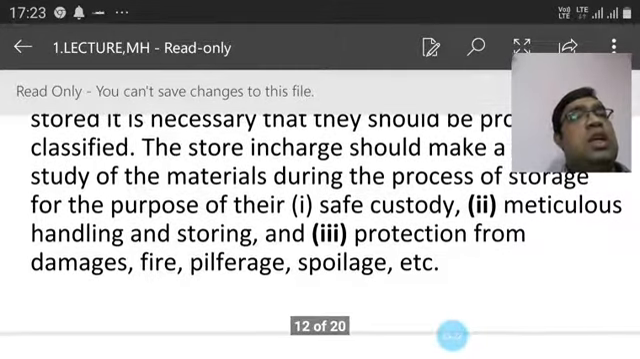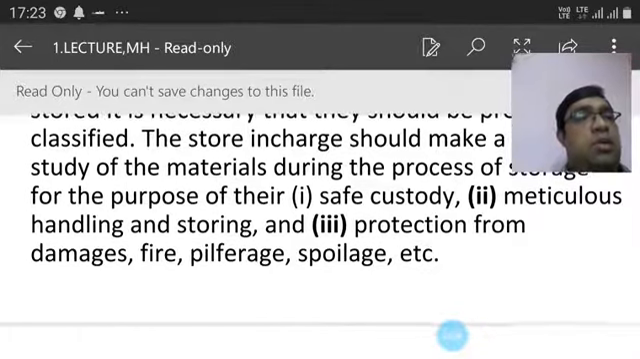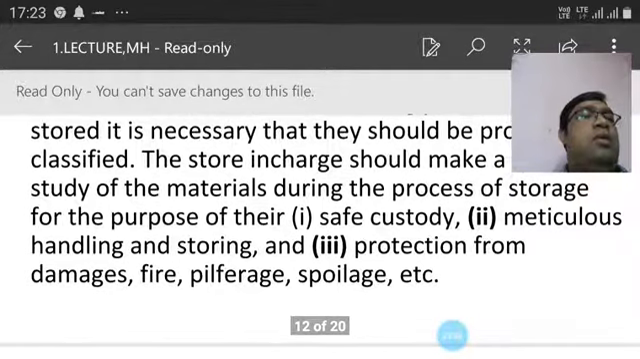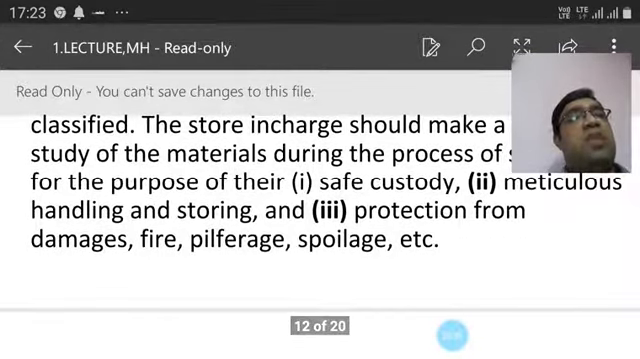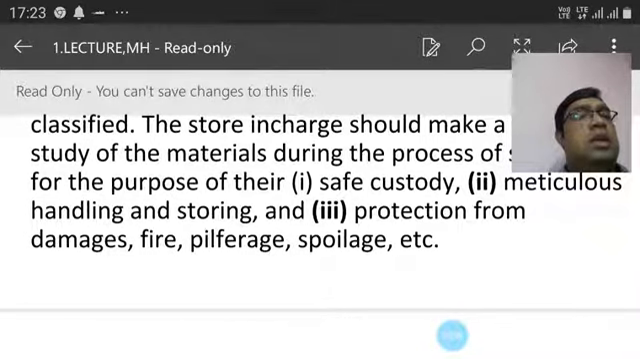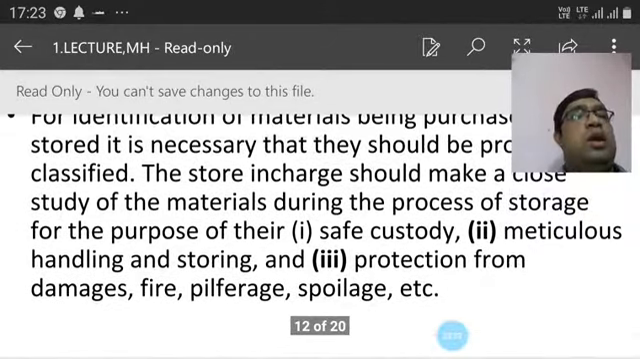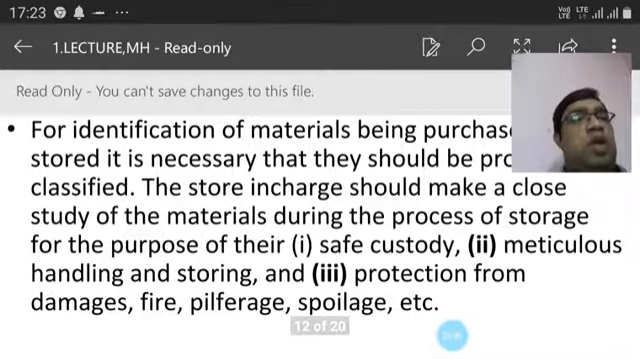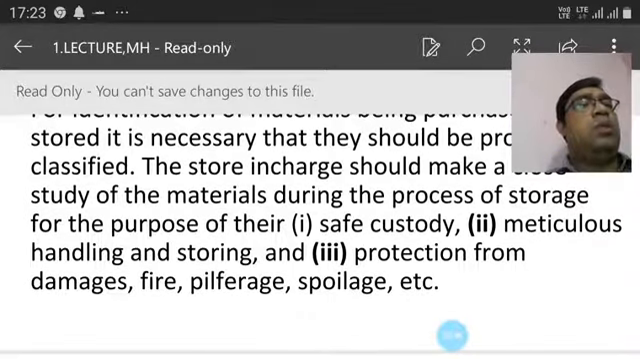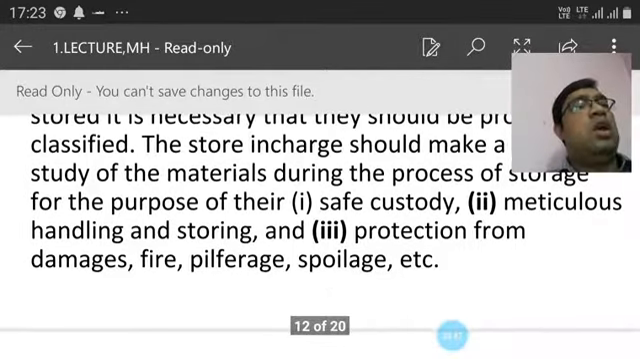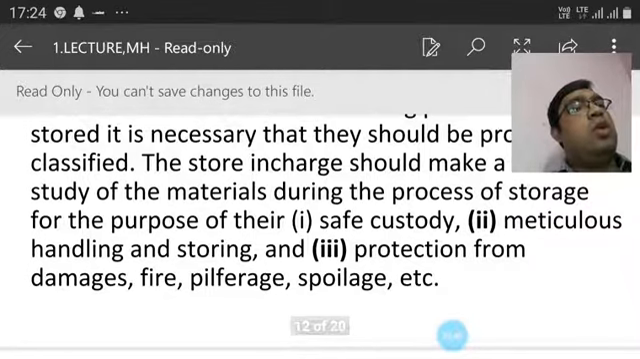In this, the person will be considered for safe custody, meticulous handling and storing, and protection from damage, fire, pilferage, spoilage, etc. All these things will be considered by a storeman, or the storekeeper. And the storekeeper will also consider inventory control according to your materials movement.